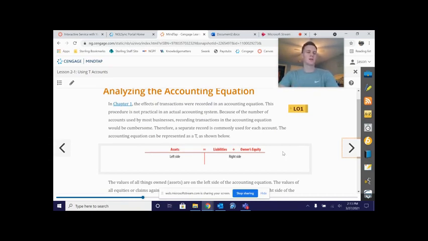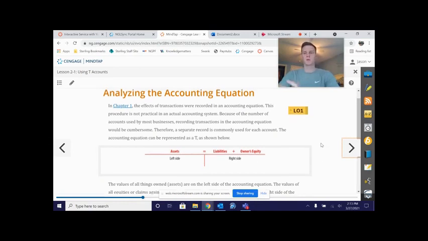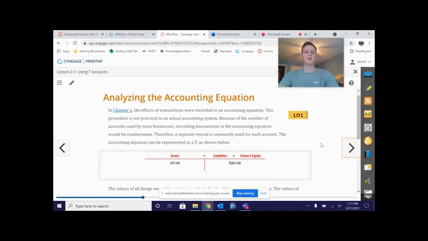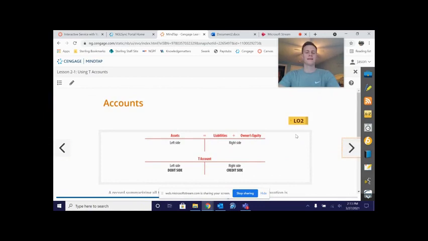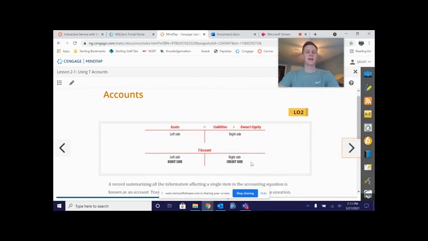However, in the sense of a full-scale business, when you start getting a bunch of transactions, more and more accounts, this becomes really, really impractical. So today we're going to start looking at different ways to better analyze transactions. One way to do that is at the account level using T accounts.